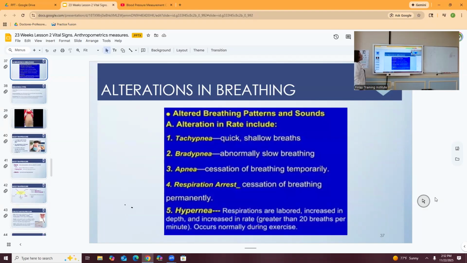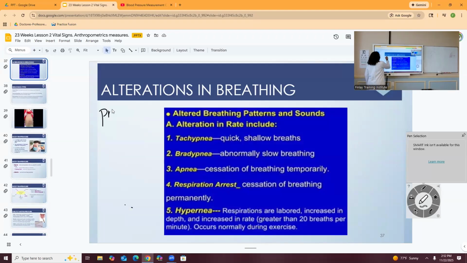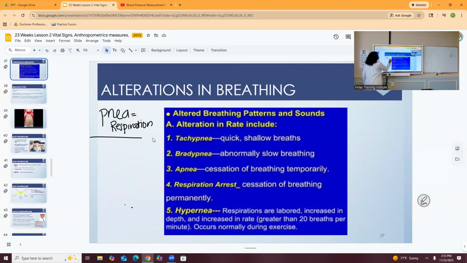With that, we're going to start talking about abnormalities in the respiration. The abnormalities in the pulse, we say bradycardia, tachycardia, irregular or regular. In the breathing, we're going to identify types of respiration. For respiration, we are going to use pnea. This means respiration. Okay? So when we talk about alterations in the rate, we're going to talk about tachy. Tachy means up.